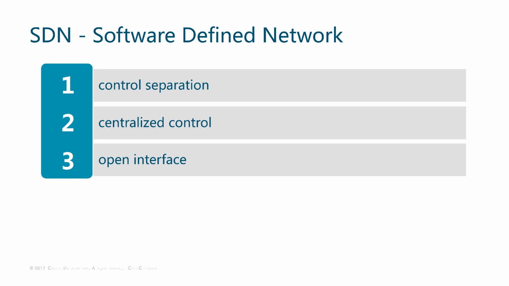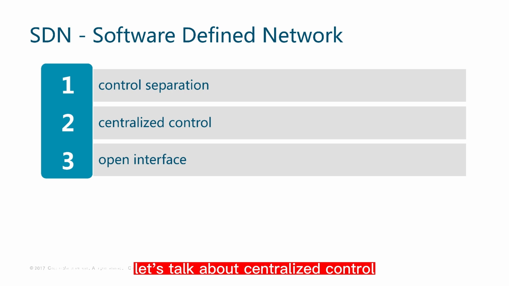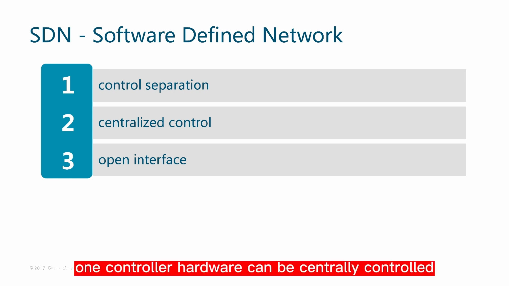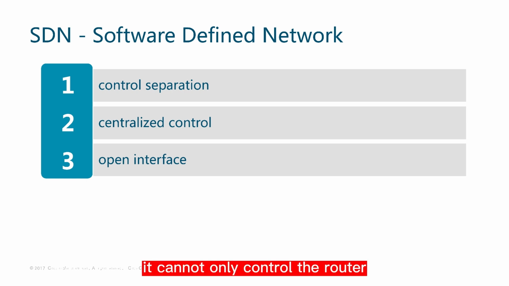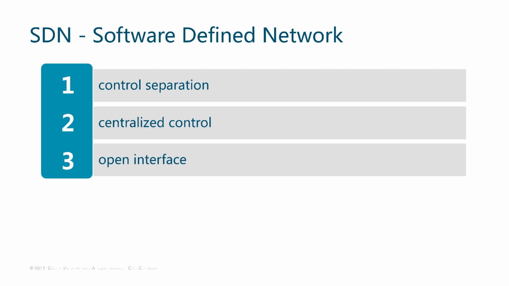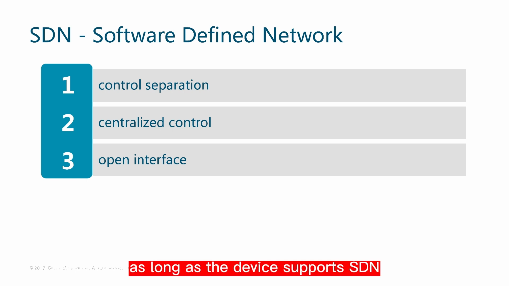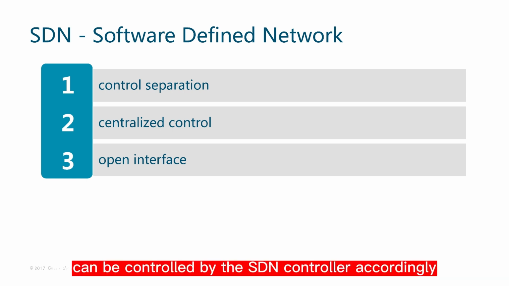Okay. Let's talk about centralized control. One controller hardware can centrally control many devices. It can not only control the router, as long as the device supports SDN. Whether it is a switch, a router, or a firewall, everything is possible. A wireless AP can also be supported. As long as the device supports SDN, it can be controlled by the SDN controller accordingly.